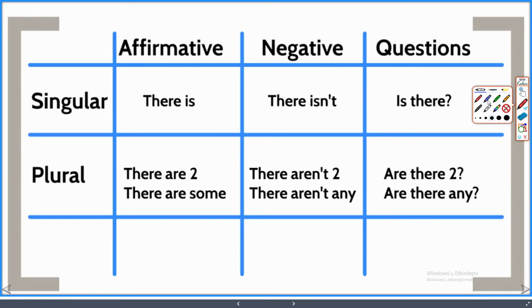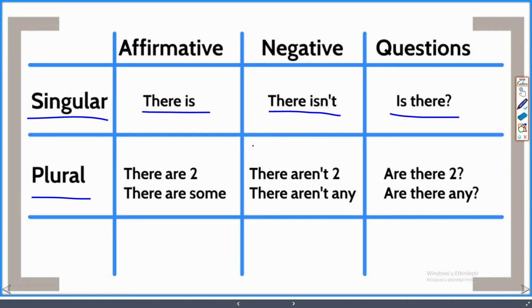And in affirmative, negative and questions we have singular and plural sides. In affirmative singular we have "there is", in negative we have "there isn't", and in question we have "is there". And when it comes to plural, we have "there are" with a or some. By the way, we can't use "some" with singular things because "some" is plural. And there aren't a or there aren't any.